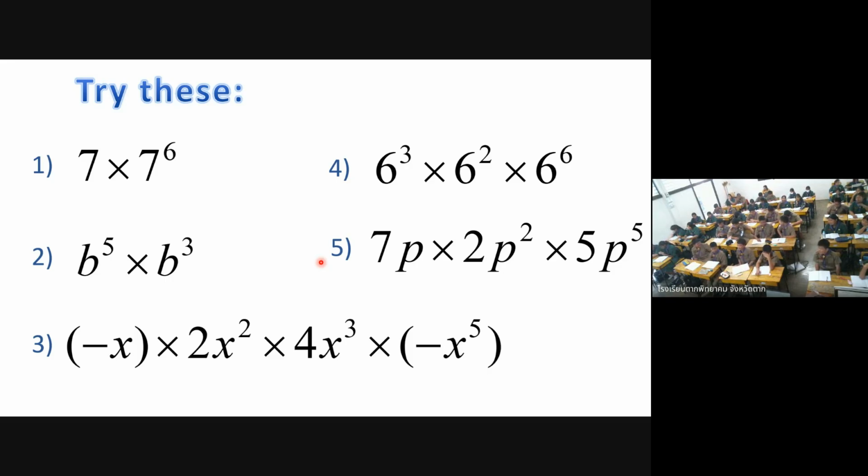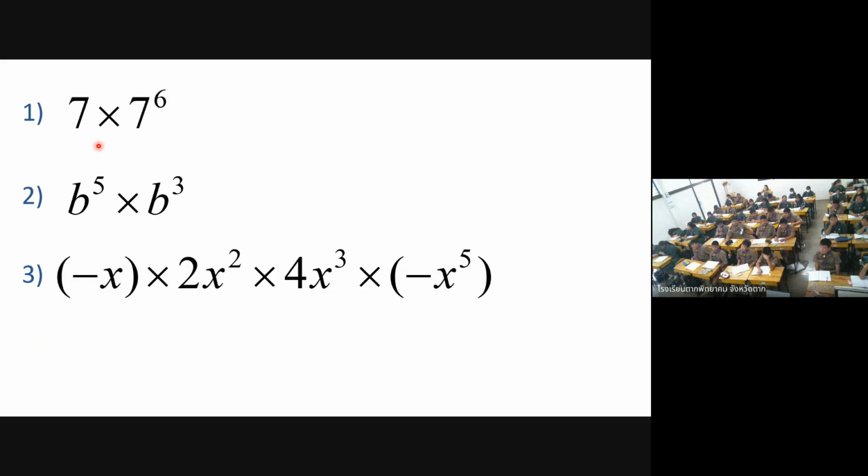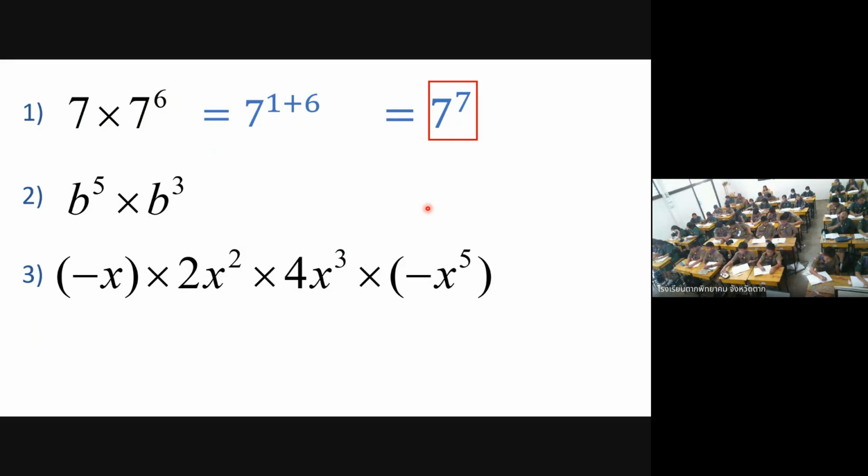Okay, let's check this. Everyone, please read. 7 times 7 to the power of 6 is the same as, again, the base is 7. So you're going to copy the base 7. This is power 1, right? So we're going to have 1 plus 6. The answer, 7 to the power of 7.